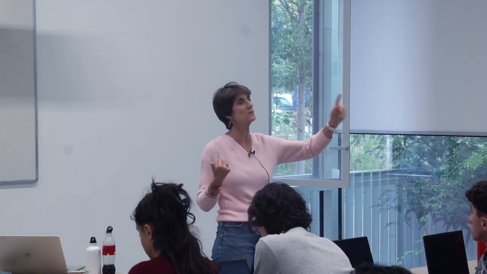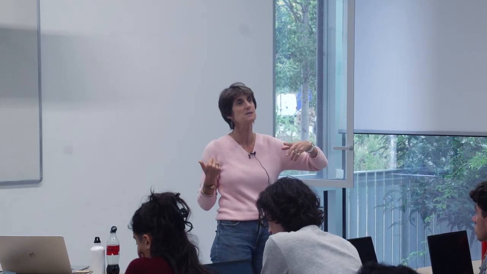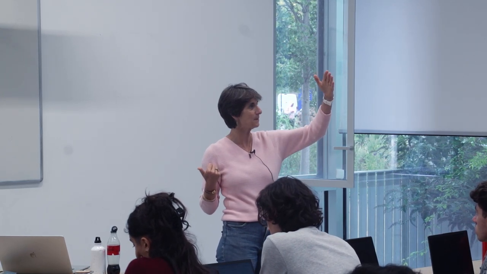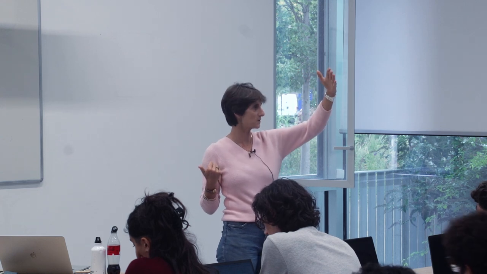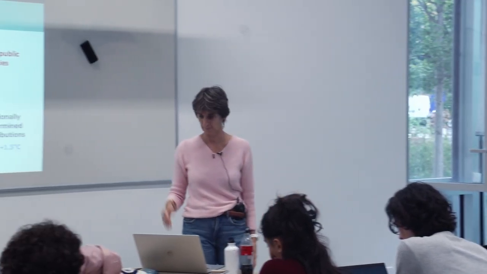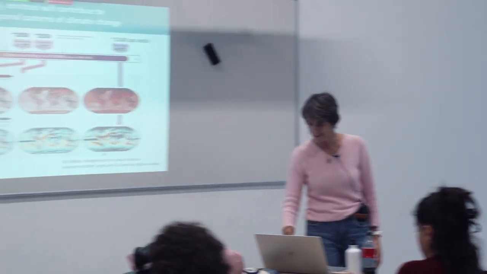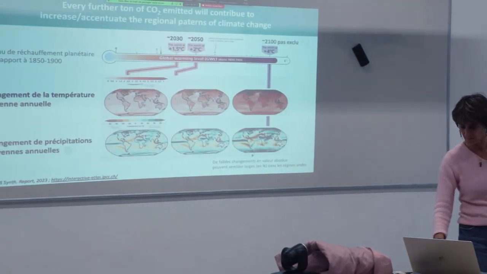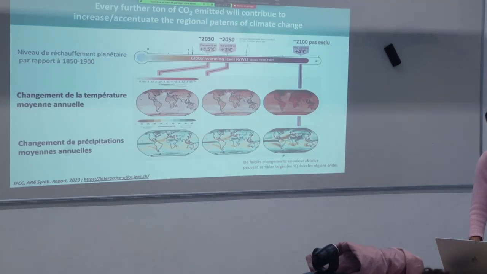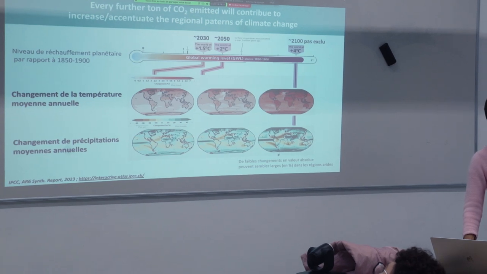So all countries have really started to work on their emissions. Everyone on the globe has started to work on their emissions. And we have escaped the worst of the worst, but still, it's a 3 degrees C target by 2100 so far. Okay?